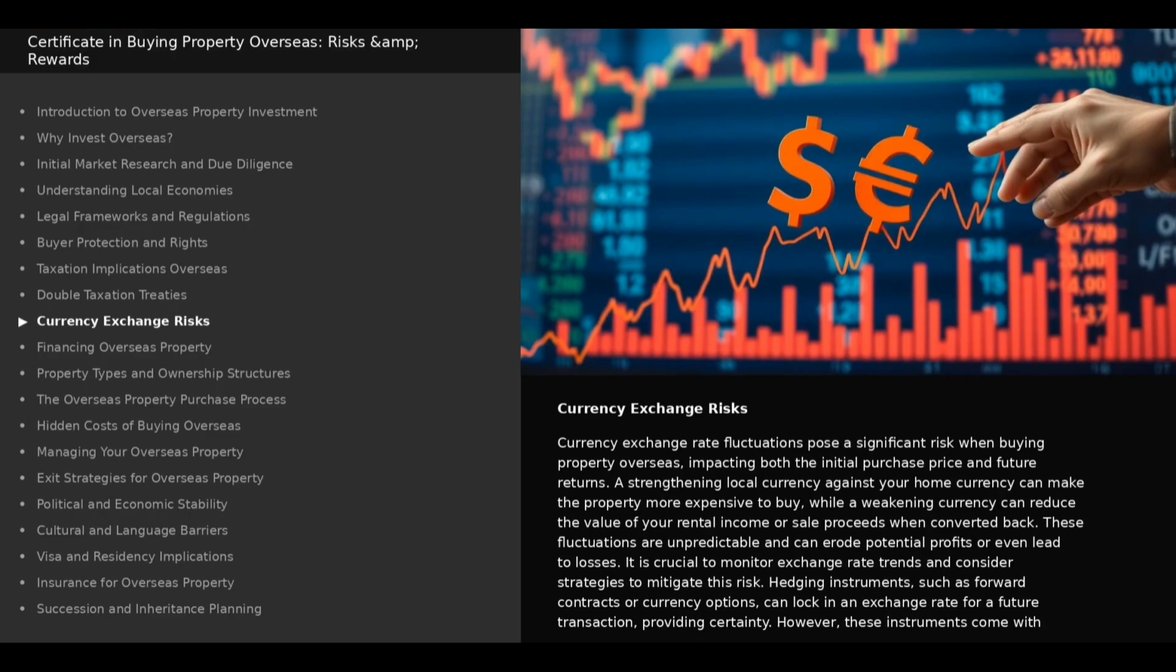Hedging instruments, such as forward contracts or currency options, can lock in an exchange rate for a future transaction, providing certainty. However, these instruments come with their own costs and complexities. Always factor currency risk into your financial projections and seek advice from a foreign exchange specialist. Understanding this volatility is key to protecting your investment's value.